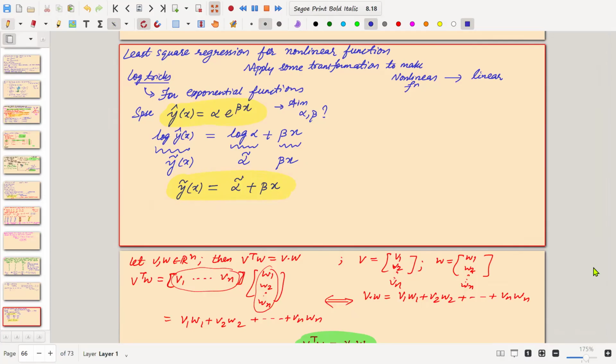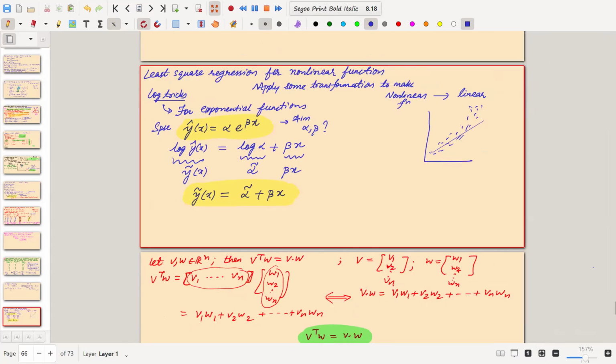No, see, you have the data. These are the data points, right? Now the question is, you cannot fit this with a straight line. It's not a good ideal fit. So therefore, what you think is, yes, this data is behaving in an exponential way. So therefore, let me fit the data using an exponential function.